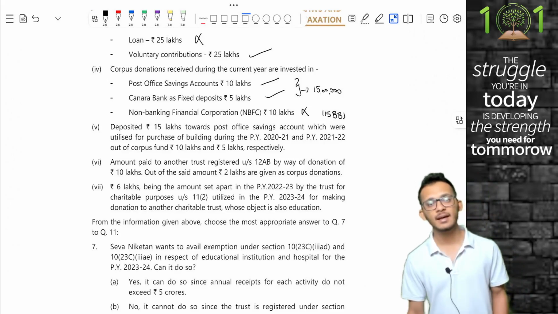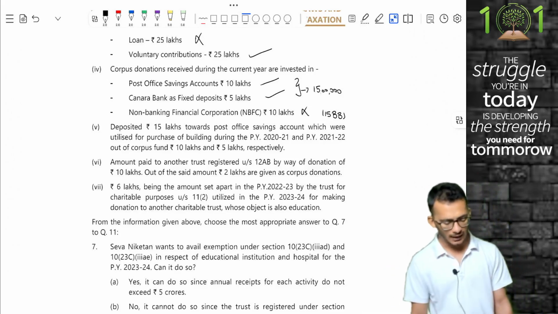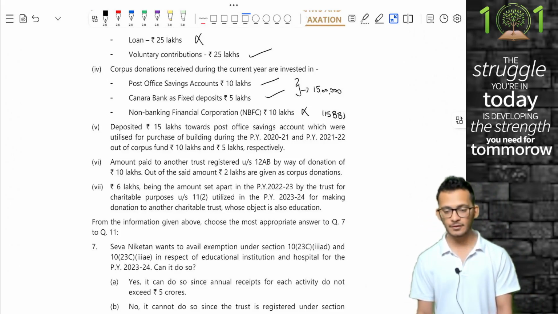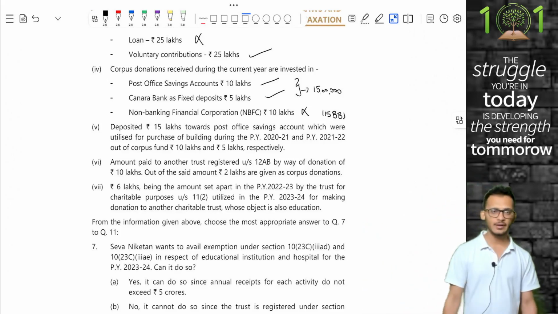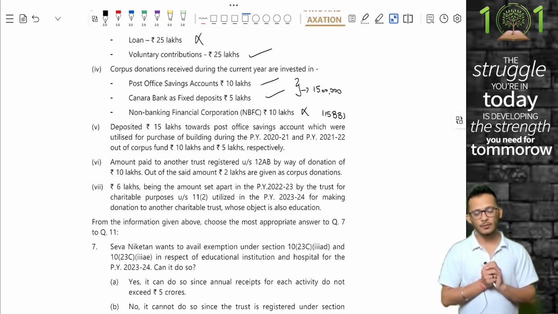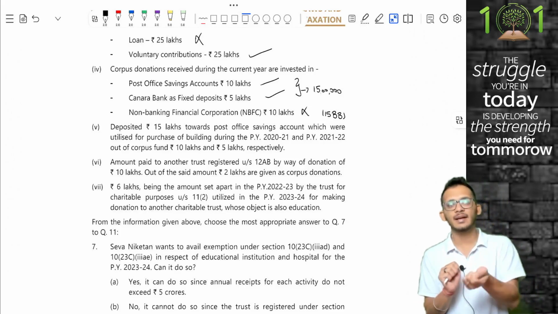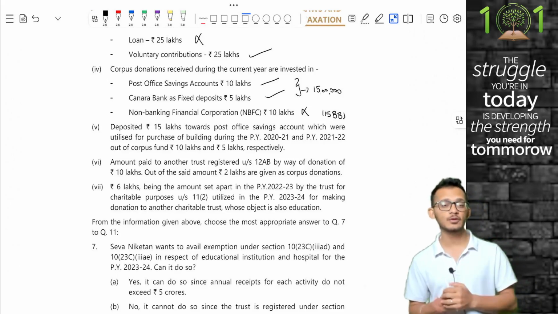So what had happened is the corpus fund money which you had was used for purchasing buildings in 2021 and 21-22 without even making the deposit. Later on, because you realized your mistake, you went ahead and deposited this money in post office savings. The taxable income which you got in the current year, that you deposited in post office savings.